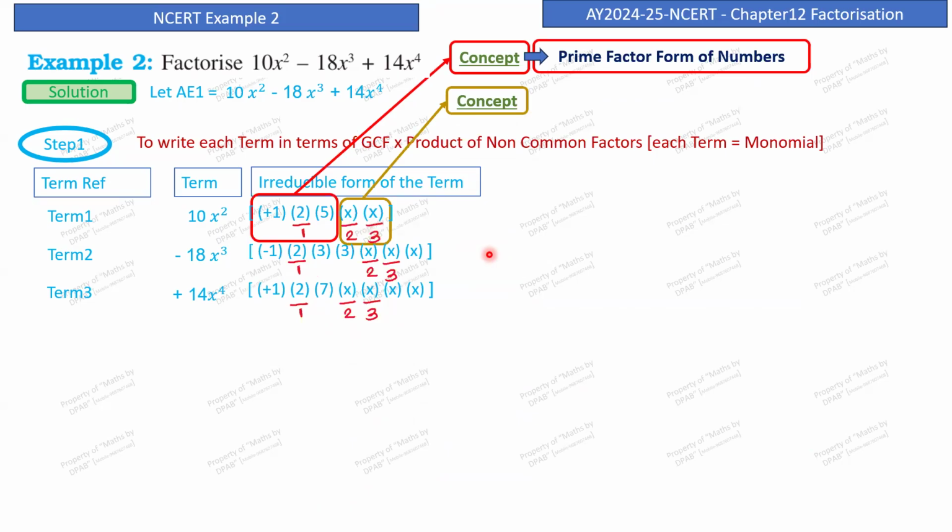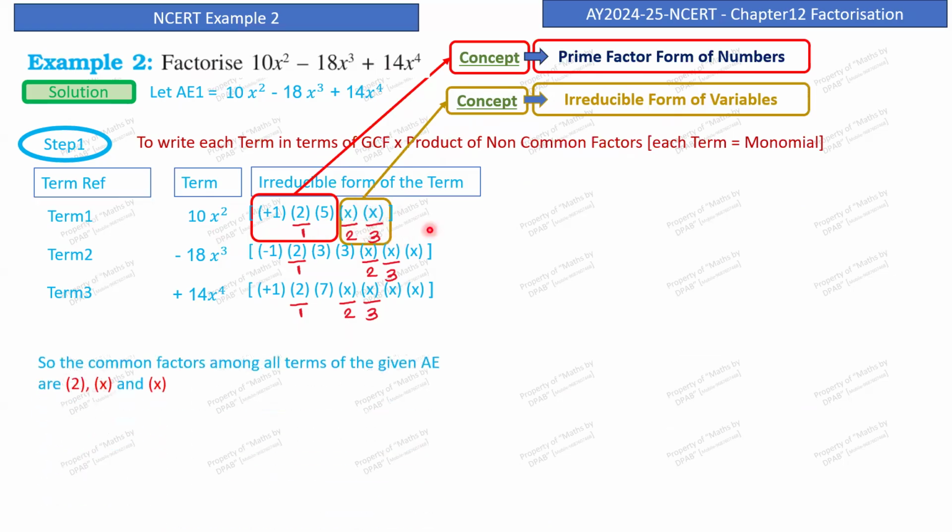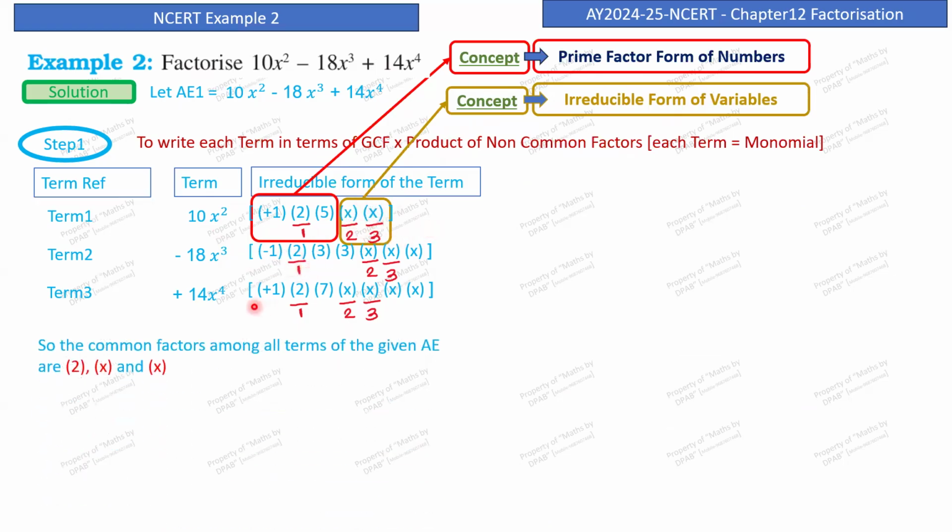So it may require them to spend more time. So this part, what is this number part? It is called the prime factor form of numbers. So the concept used here is prime factor form of numbers. And what about this term, the variable parts? Here the concept is irreducible form of variables. Here x square is written as x into x. It cannot be reduced beyond this. Okay, same way, term 2 and term 3 are also done.